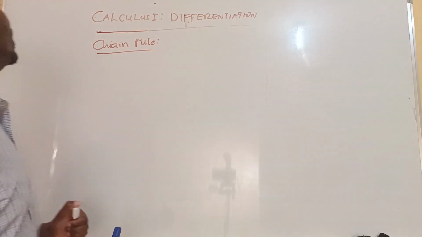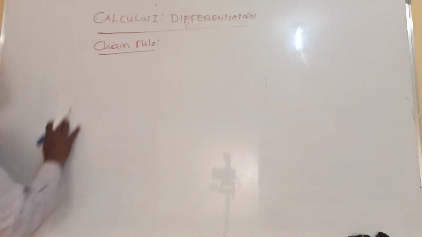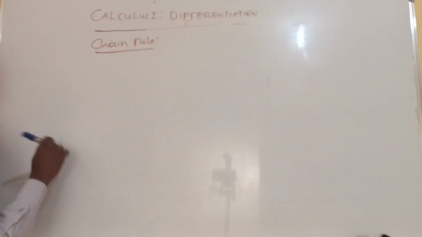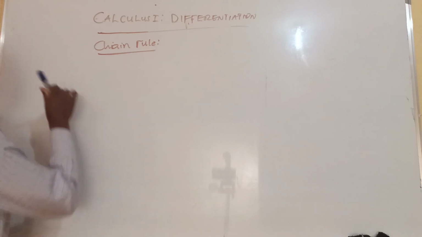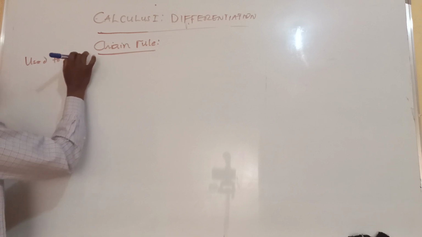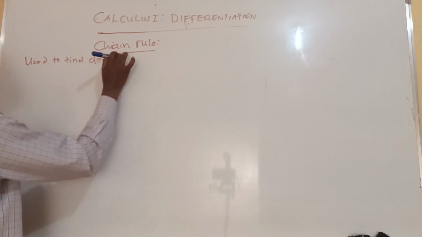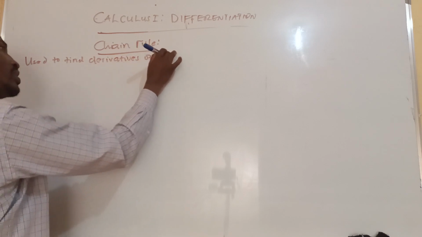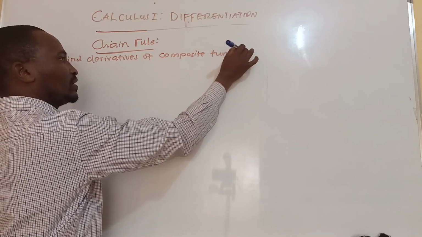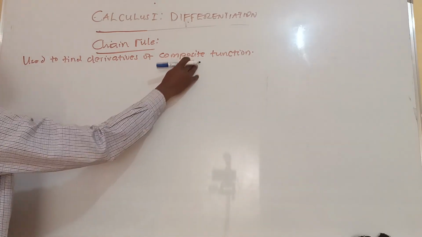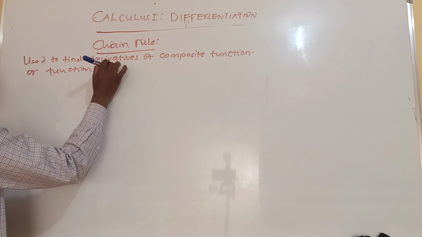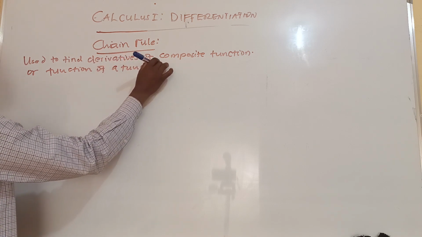Now, which type of function can be differentiated using the chain rule? You can say it is used to find derivatives of composite functions. What is a composite function? A composite function is a function of a function.